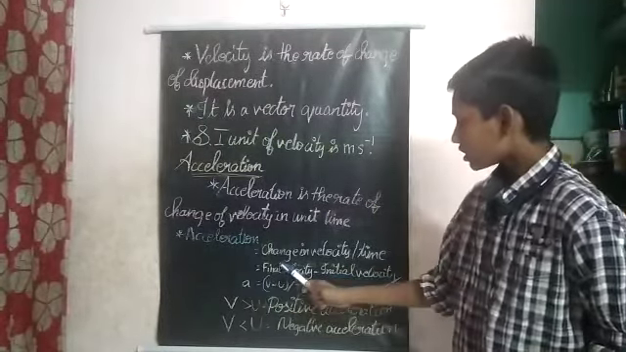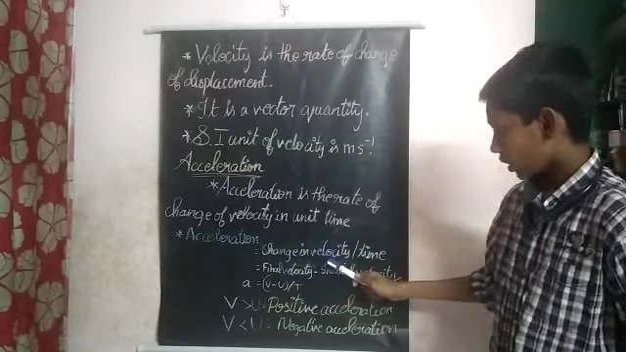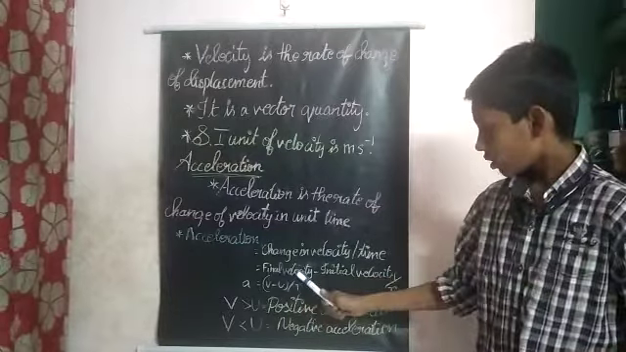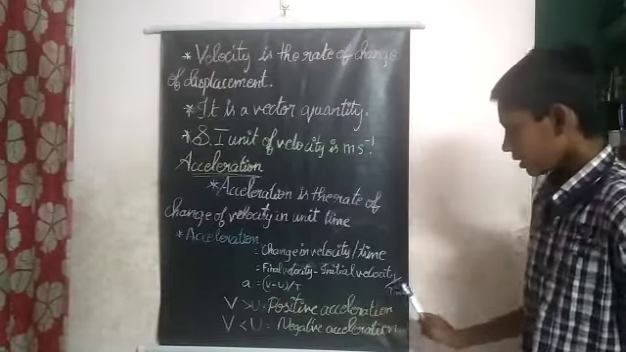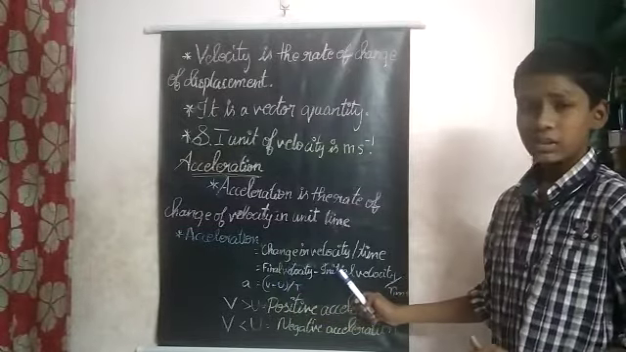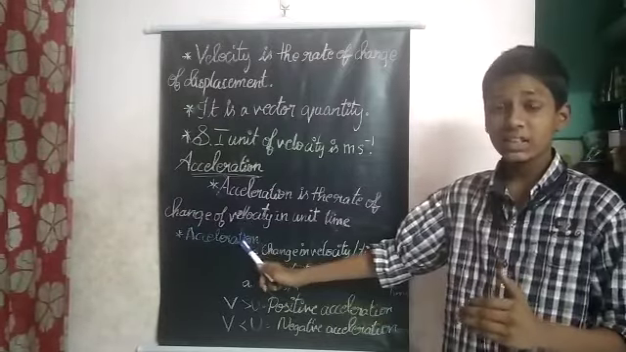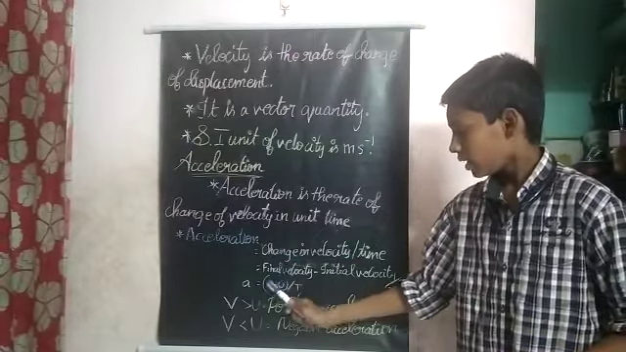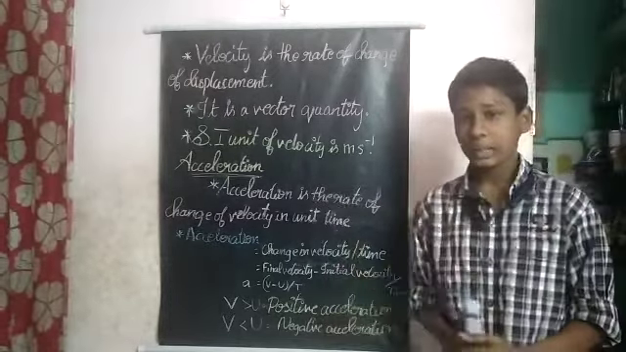Acceleration is equal to change in velocity by time. How to find the change in velocity? Final velocity minus initial velocity is the change in velocity. Final velocity is denoted as v, initial velocity is denoted as u, and time is denoted as t. Acceleration is denoted as a. So a is equal to (v minus u) by t. This is the formula for finding acceleration.